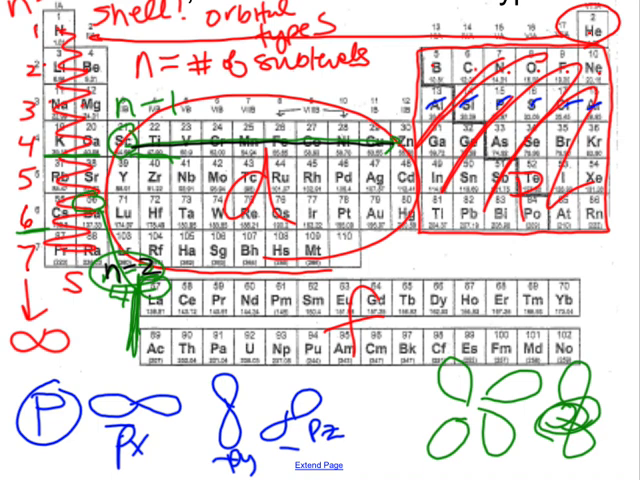But you just need another 5 of them, and their names are even weirder. One of them is dx squared minus y squared. And so again, yeah, really, and that's just one orbital and its name. So when you see those, don't freak out. Those are only single orbitals.